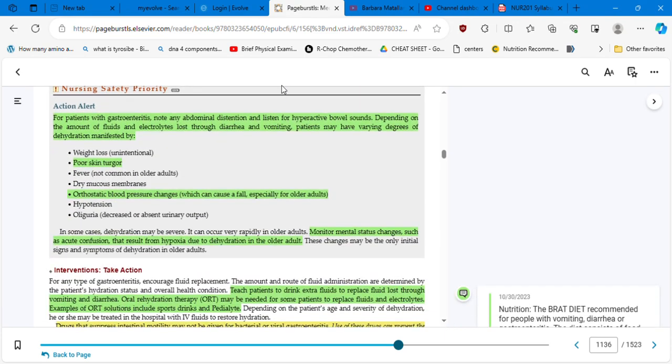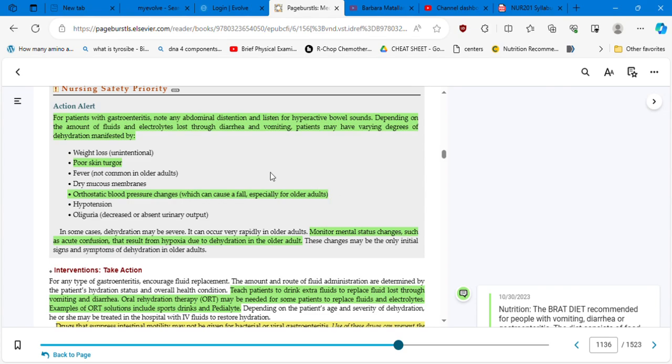So, nursing safety. For patients with gastroenteritis, note any abdominal distension and listen for hyperactive bowel sounds. Depending on the amount of fluids and electrolytes lost through diarrhea and vomiting, patients may have varying degrees of dehydration manifested by poor skin turgor, and we know how to assess for skin turgor. Orthostatic blood pressure changes, which can cause a fall, especially for older adults.